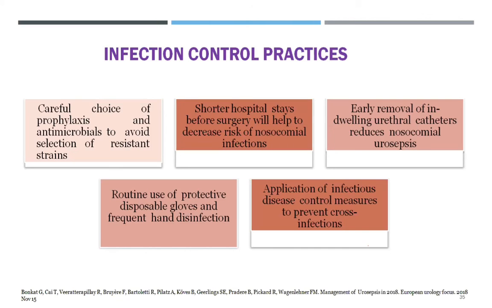Then early removal of catheters can reduce nosocomial sepsis. Then routine use of personal protective equipment and hand hygiene should be done for prevention of healthcare-associated infection. Then application of infectious disease control measures to prevent cross infections. So that was about the infection control practices to be followed in healthcare settings to prevent healthcare-associated infections and thereby prevent sepsis.